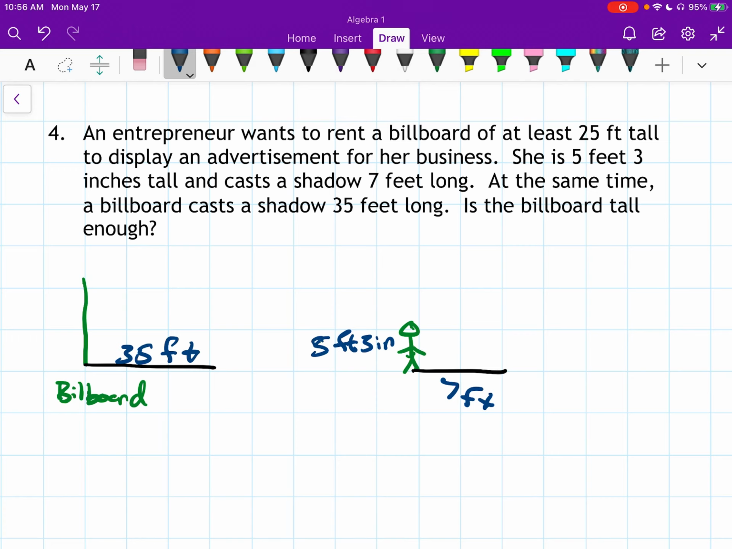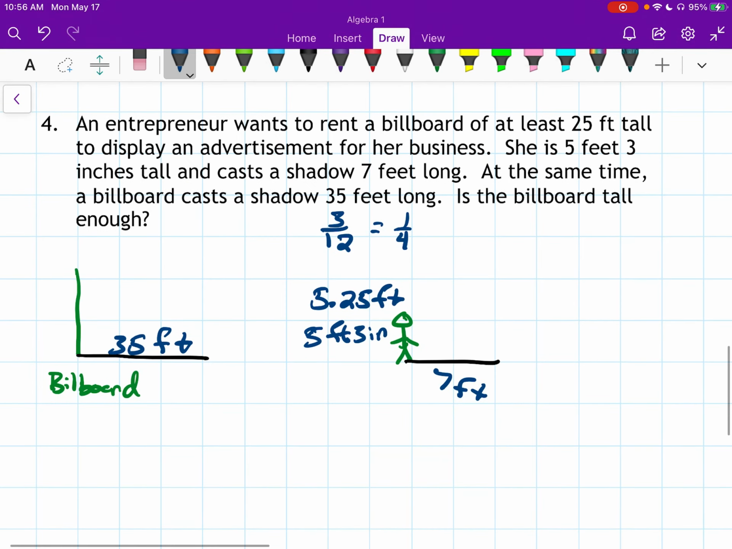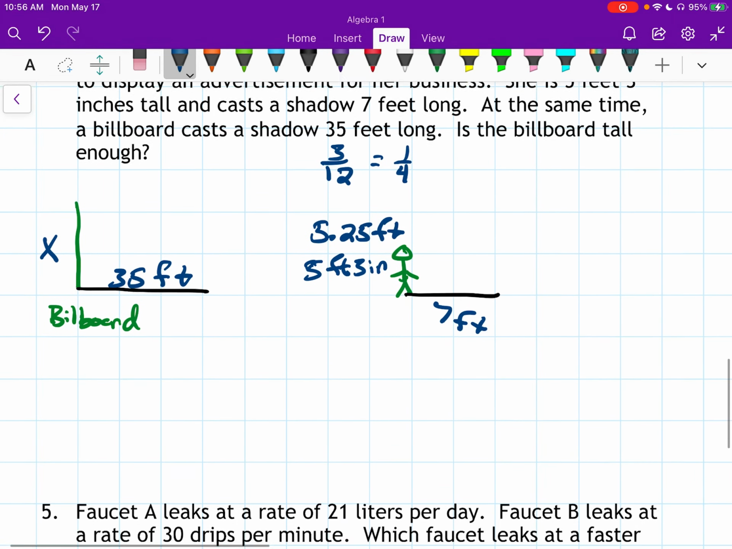Well, for starters here, we have some different units. Her height is 5 foot 3. We need to convert that to feet. We know that 3 inches, how much of a foot is that? Well, it would be 3 over 12, right? Because there's 12 inches in a foot. 3 over 12 is 1/4. So she is 5.25 feet tall, right? 5.25 foot tall. We're going to call the billboard X feet tall.